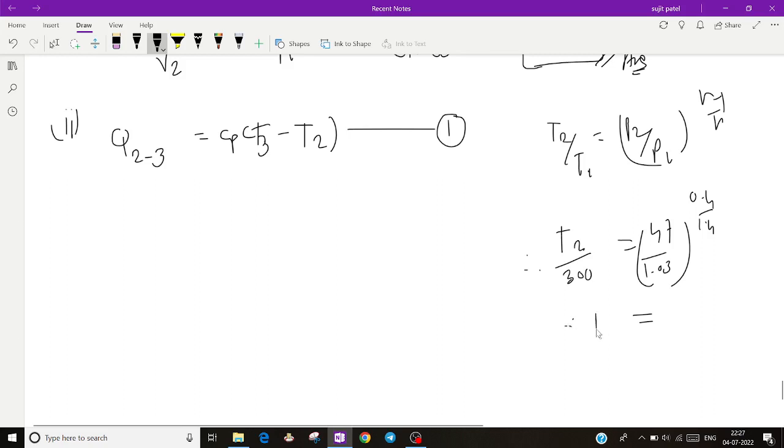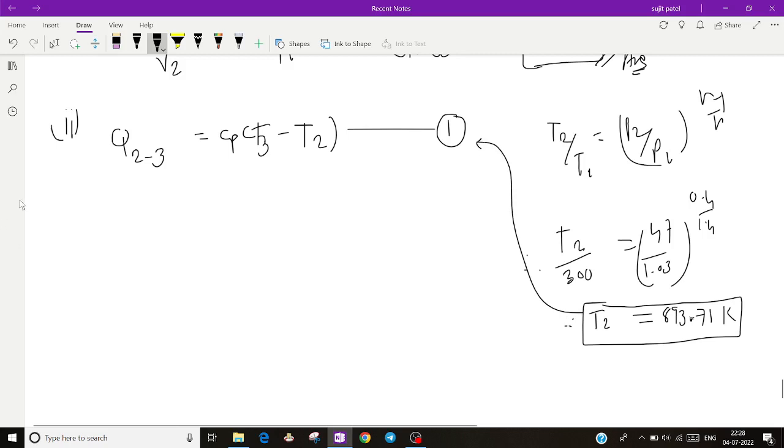So T2 will be 893.71 Kelvin. That is the T2 value. So put this value in equation number 1.